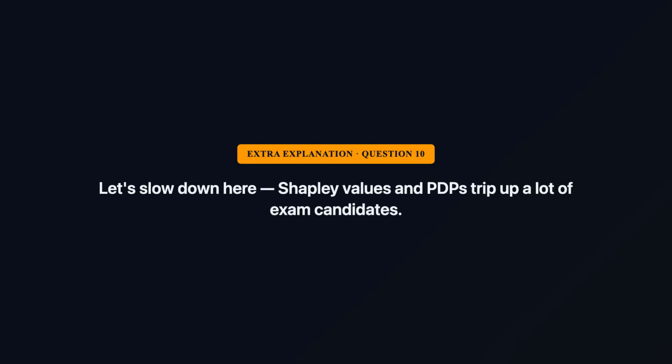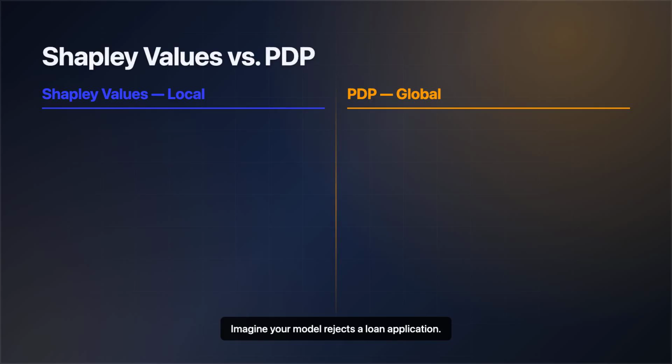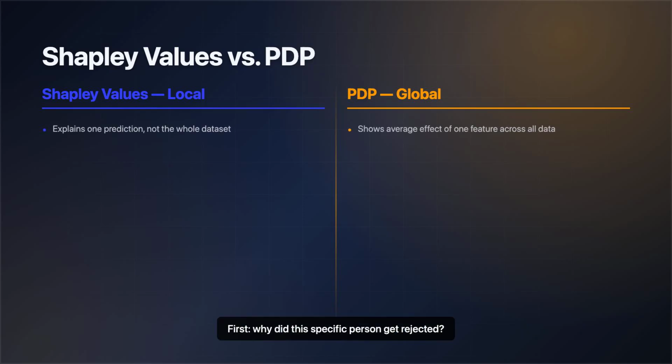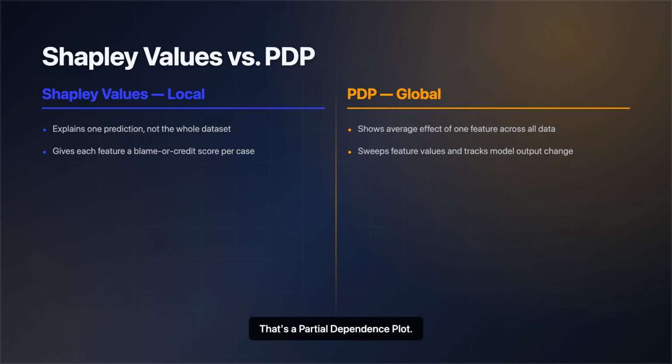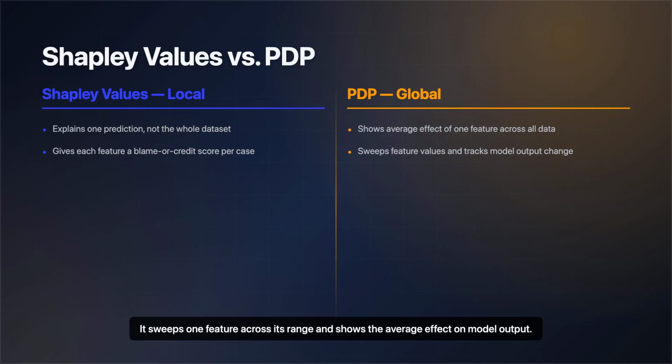Let's slow down here. Shapley values and PDPs trip up a lot of exam candidates. Imagine your model rejects a loan application. You need two kinds of answers. First, why did this specific person get rejected? That's Shapley values. For each feature, they give you a blame or credit number for that one case. Second, how does income generally affect approval across all 50,000 applications? That's a partial dependence plot. It sweeps one feature across its range and shows the average effect on model output.